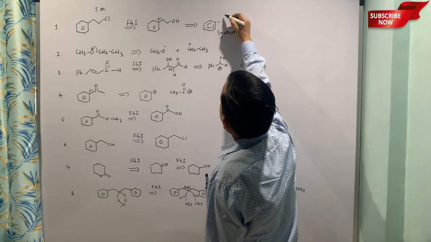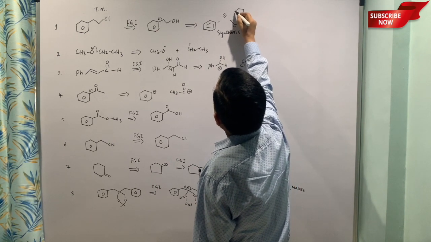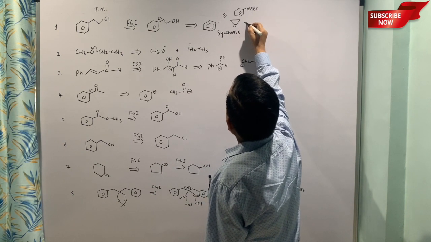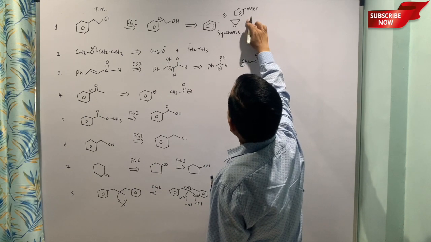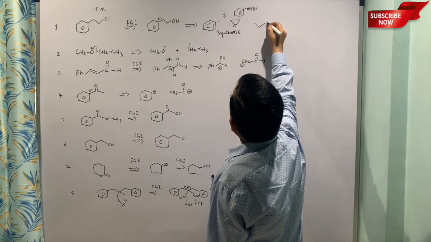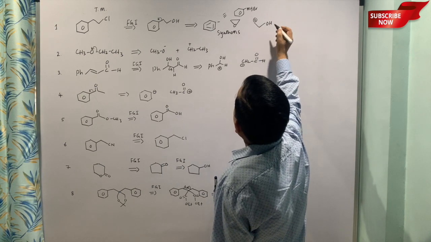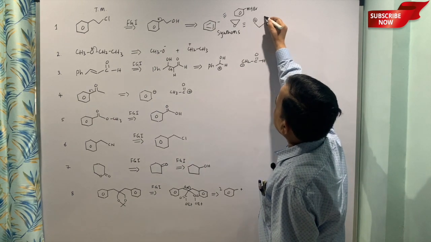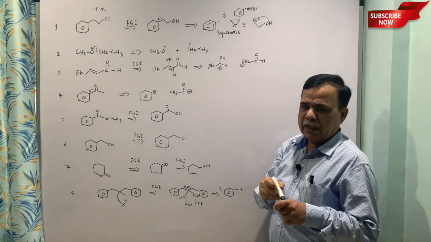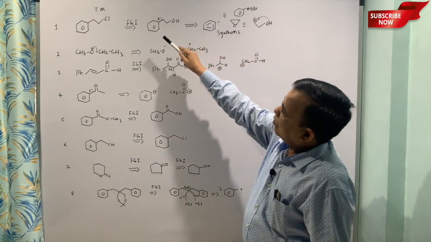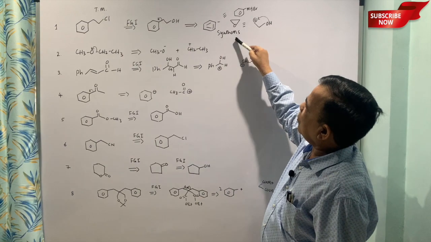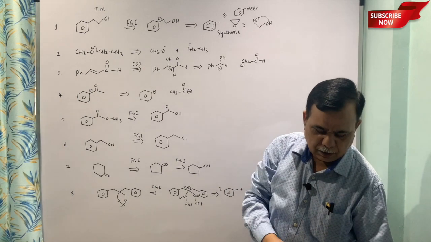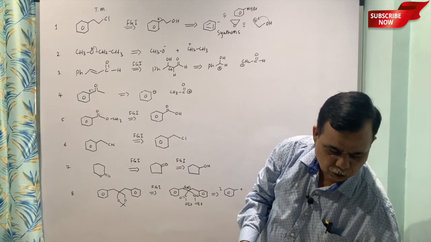synthons, and the equivalent reagent for this is your Grignard reagent, MgBr, and for this actually it is the same material. The synthon is this one and the equivalent is epoxide. When you sacrifice this hydrogen, this becomes an epoxide, ethylene oxide to be precise. So, FGI, disconnection, synthons, synthetic equivalent. So, this is one part, this is retrosynthesis, and the forward reaction is known as synthesis.